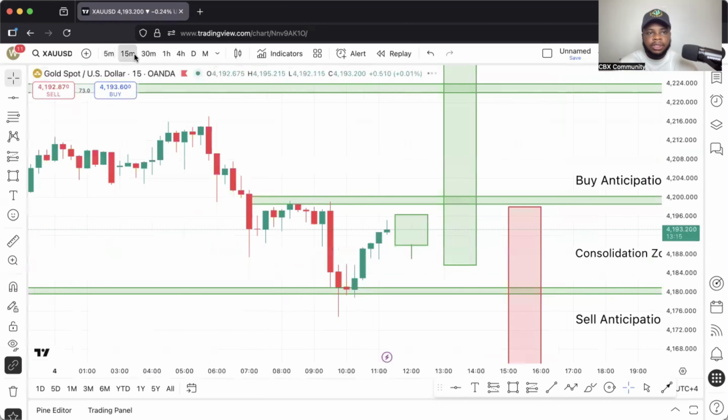Let's look at the 15 minutes. Let's look at the 30 minutes. Let's look at the 1 hour. Let me see what this 1 hour is doing. Okay, it has formed a lower wick. Let's look at the 4 hours. 4 hours is left with 2 hours before this candle will close. So let's go back to our 30 minutes so that we'll be able to anticipate what the market wants to give to us.